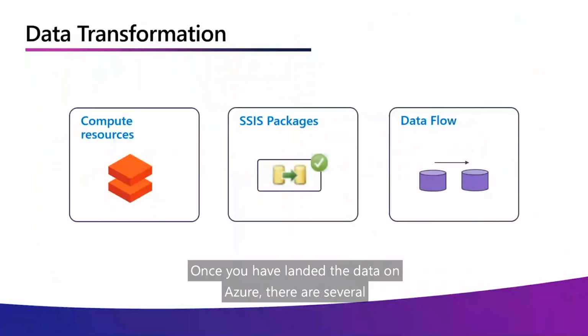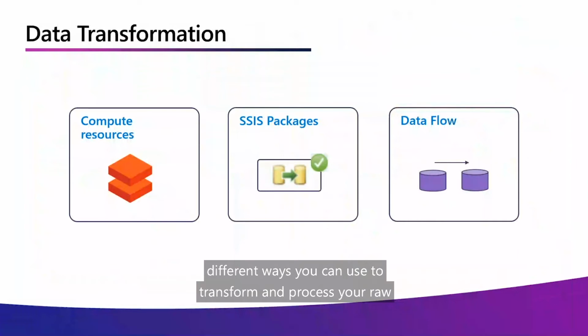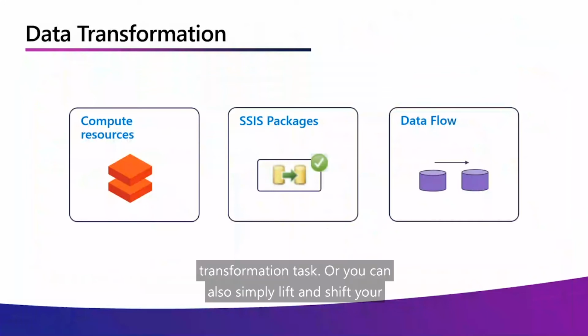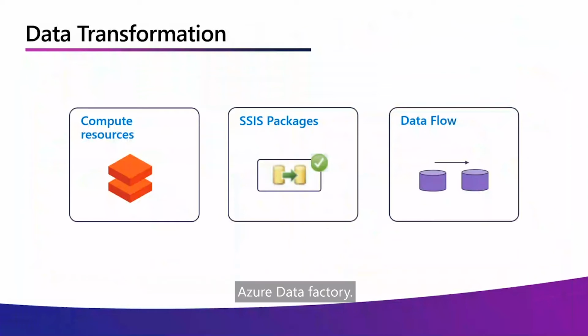Once you have landed the data on Azure, there are several different ways you can use to transform and process your raw data. Either by calling an external compute resource, where you have already developed some code or scripts that you would like to leverage, and use that external compute resource to help you do the data transformation task. Or you can also simply lift and shift your existing SSIS packages that you have and run them on the Azure Data Factory.